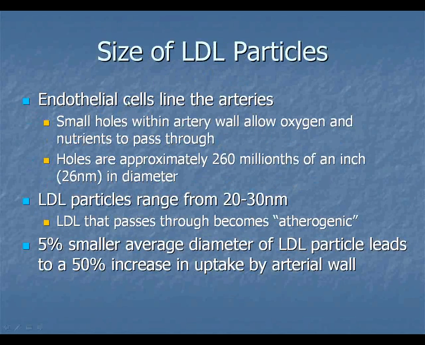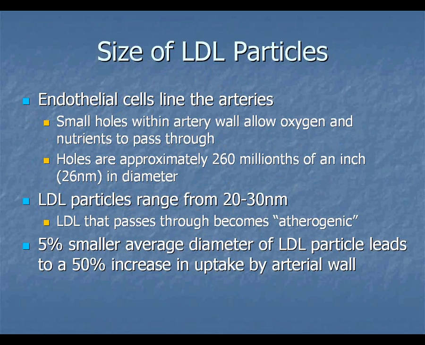In the endothelial cells that line the arteries, there are holes that allow oxygen and nutrients to pass through. Those holes measure approximately 26 nanometers in diameter. So when your LDL particles range in the 20 to 30 range, the ones that are smaller than 26 nanometers are going to pass into that arterial wall and become the atherogenic ones, where the larger ones are going to continue to pass by and not become atherogenic.